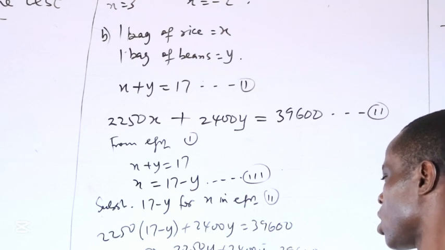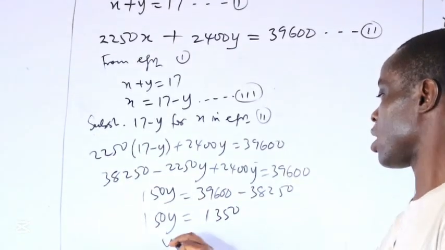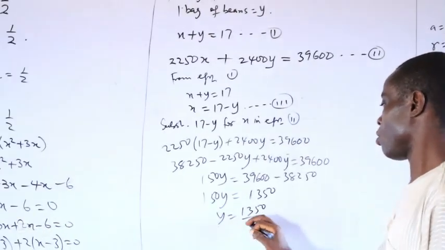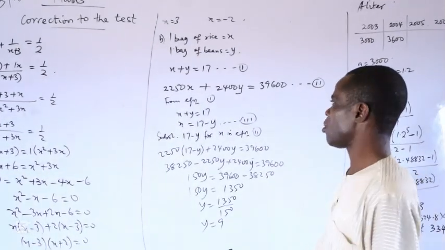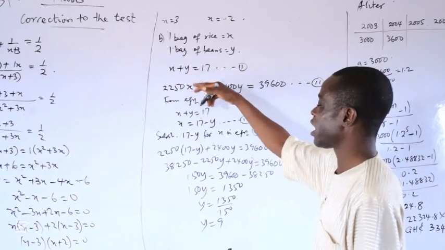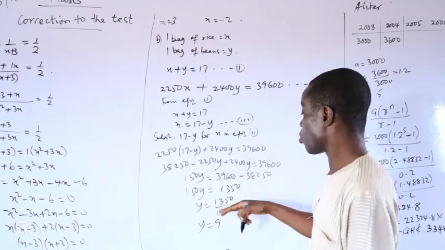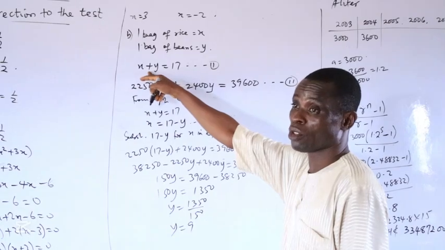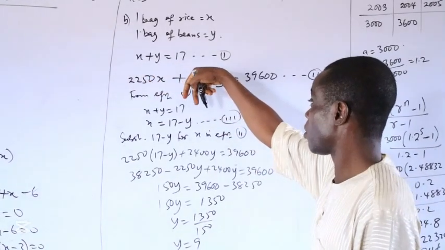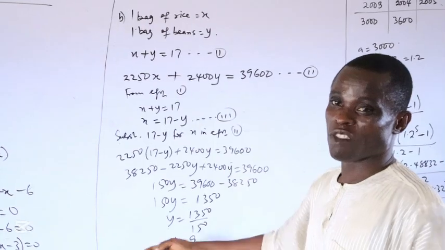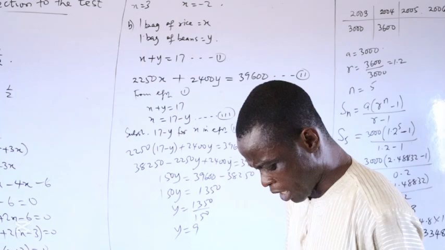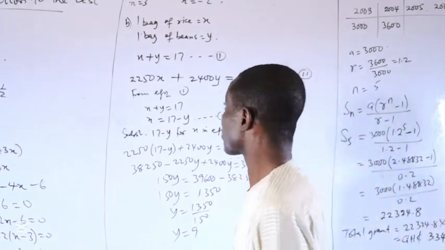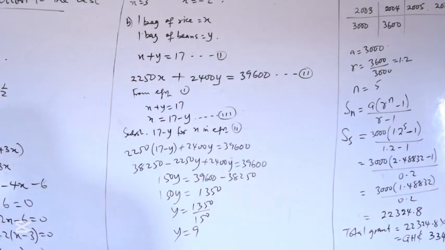150y is equal to, what is the difference now? 1350. y is now equal to 1350 over 150. y is equal to 9. So for somebody that made y the subject of the formula, after getting x, you still need to substitute that value in this equation. That's why I made x the subject of the formula, so that it will not give me any problem. So that's how to do that question. Yeah, simple question.